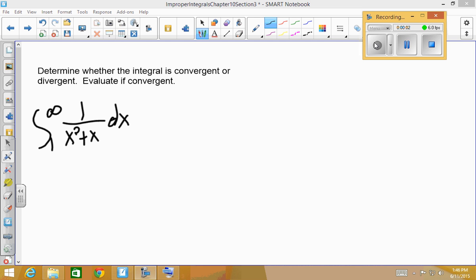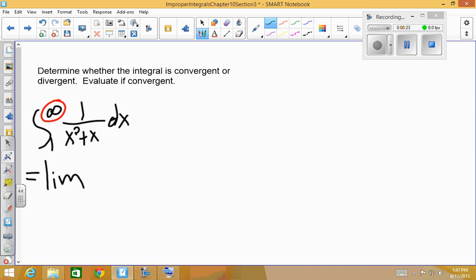Determine whether the integral is convergent or divergent. Evaluate if convergent. The integral from 1 to infinity, 1 over x squared plus x dx. This is an improper integral. We can see that by the infinite limit of integration. So we use the definition.